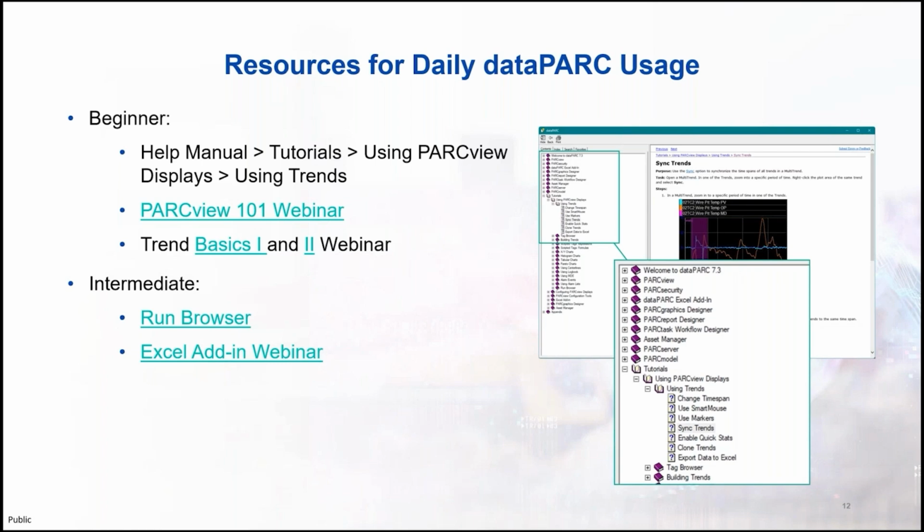And then at a more intermediate level, we have the Run Browser and Excel add-in webinars. The Run Browser will help you get the runs the way you want to see them, especially when using Centerline, which we have a Centerline example coming up. And then the Excel add-in webinar can show you how you might use the data normalized sheet in conjunction with the data norm calc sheet, so that you can run multiple data normalized sheets but have one calc sheet that the user is interacting with. So those are just some resources that might help you achieve some of those examples that we saw earlier.